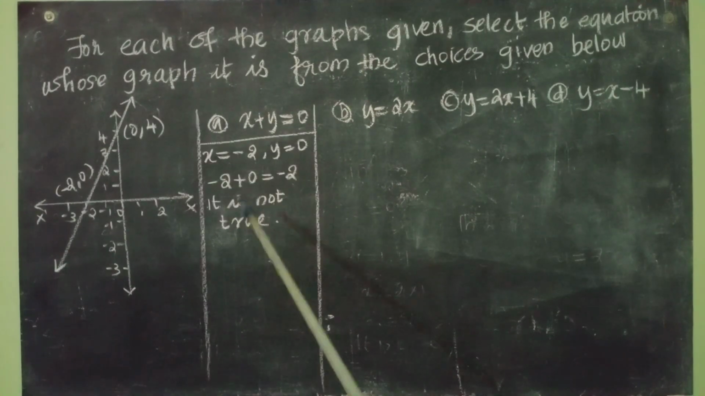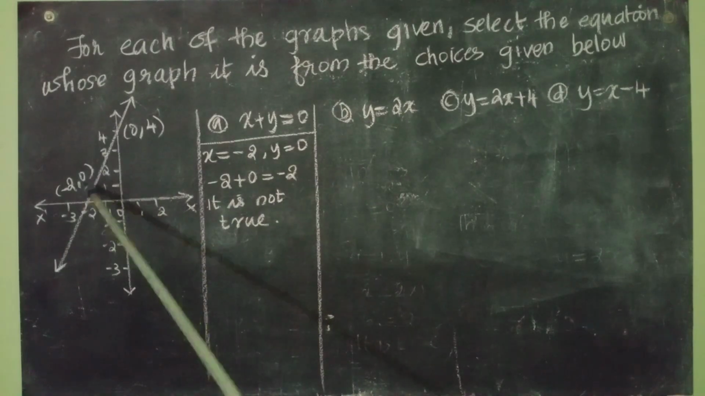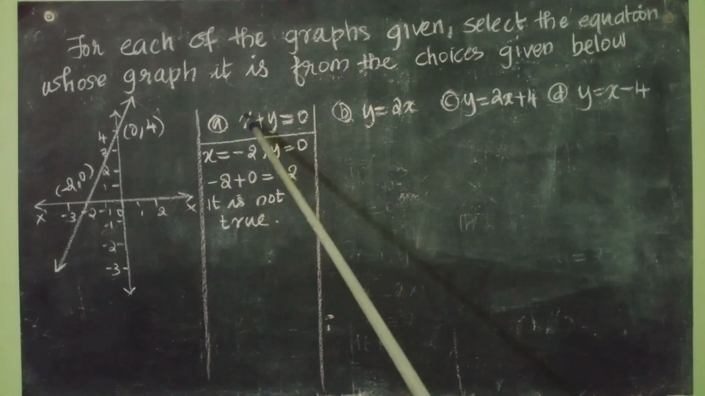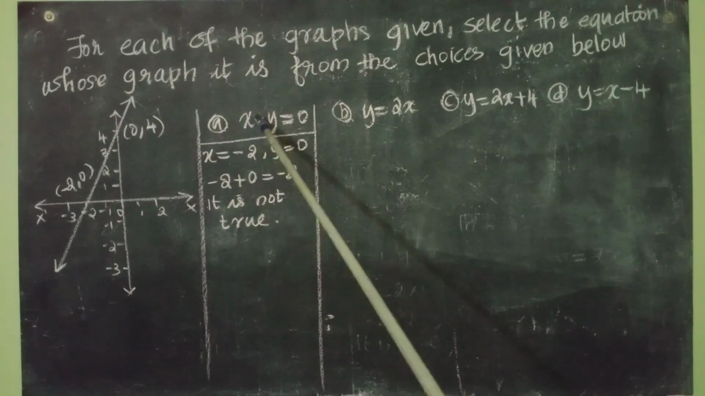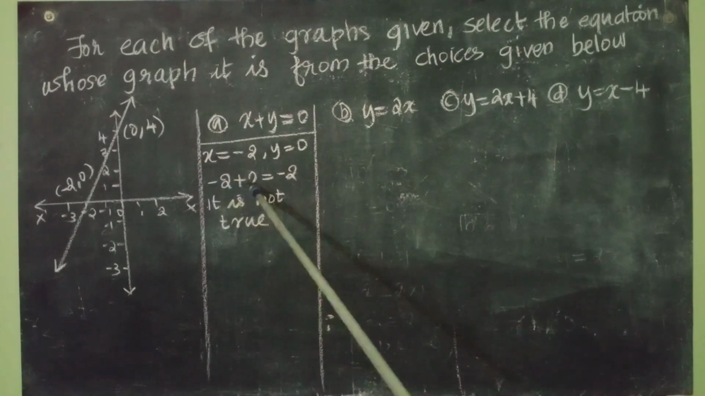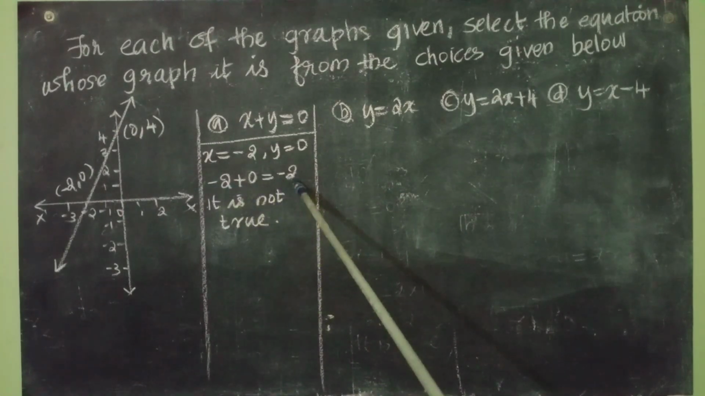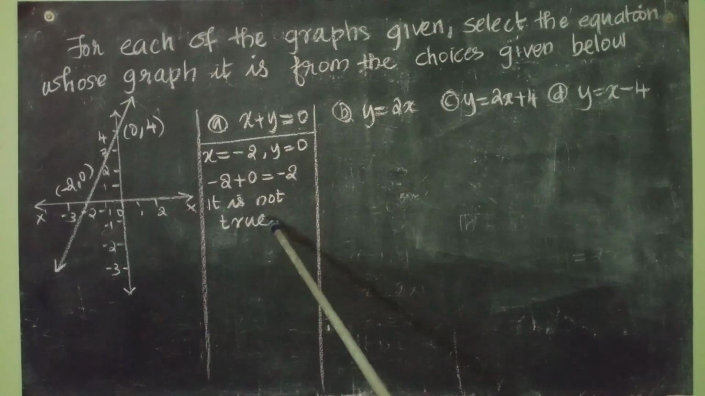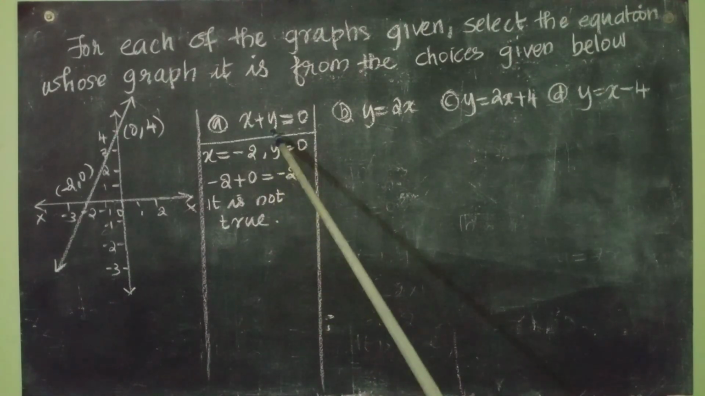Let us check it. Consider the first solution, minus 2, 0. x equal to minus 2 and y equal to 0. If we give x equal to minus 2 and y equal to 0 in this equation, we get minus 2 plus 0, that is equal to minus 2. It is not 0. So we can conclude it is not true. So it is not the graph of the equation x plus y equal to 0.